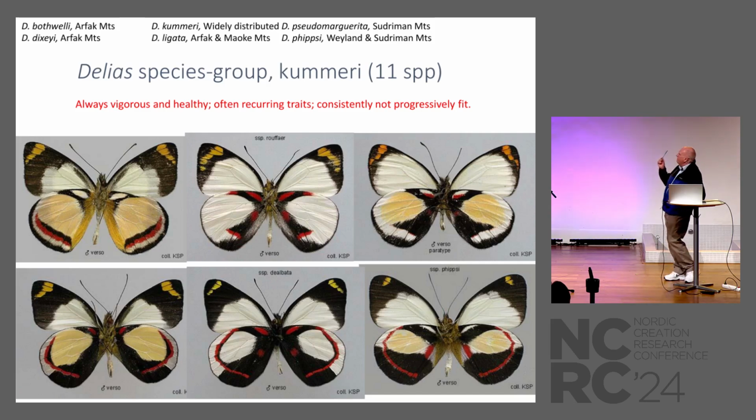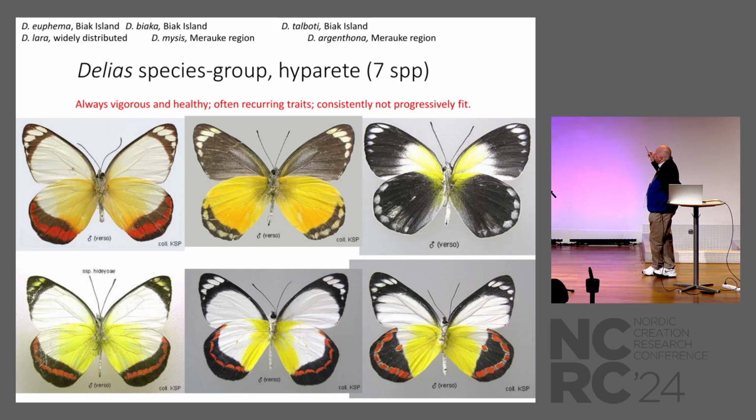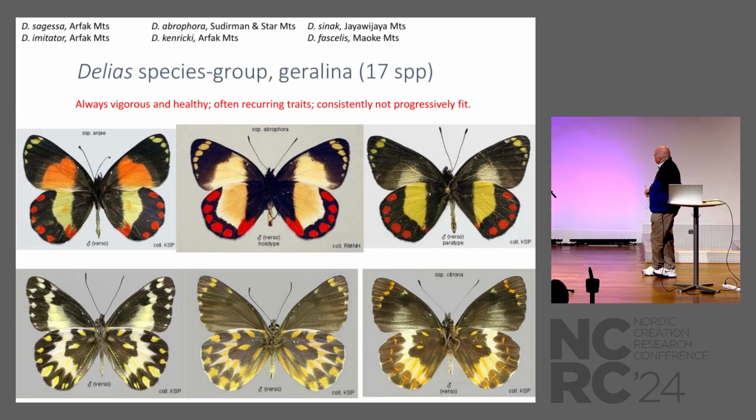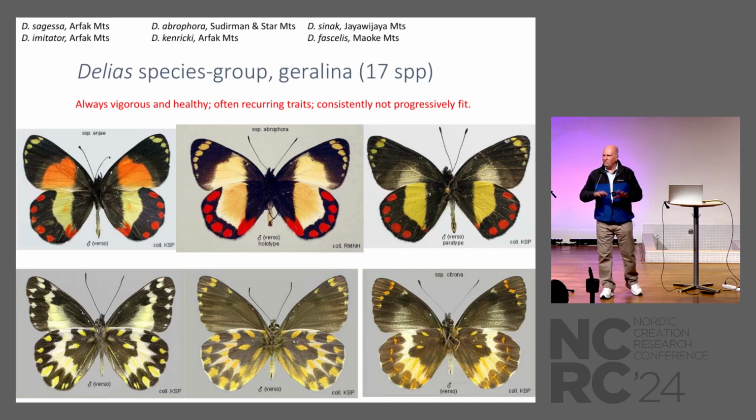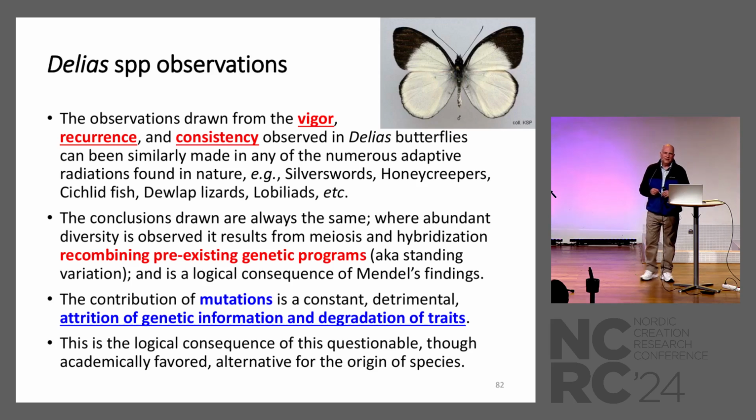And what is interesting is these butterflies are always vigorous and healthy. Quite often you will see repetitions of some of these shapes between the different species, and you'll see they're consistently fit. Here's another species group. These butterflies are gorgeous when you see photographs of them. And another species group, well, I could show you more. The dorsal side is boring. It's just black and white, like a cabbage white. Here's the top side. But underneath was all of that spectacular change.